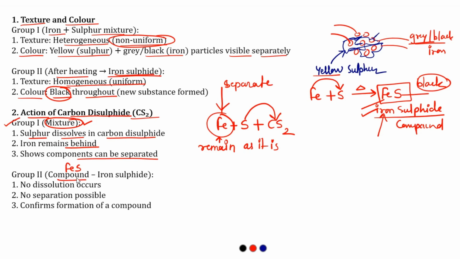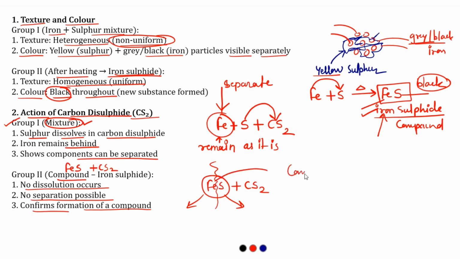In this, we are going to add carbon disulfide. So what happens now? No dissolution occurs. No separation is possible. Confirms formation of compound. So when we take iron sulfide and add carbon disulfide, no dissolution occurs. So this iron sulfide will remain as it is. We cannot divide this iron sulfide and separate iron and sulfur again. So it confirms that whatever we have got in group 2 by heating, it is a compound. So compounds cannot be separated, but in mixtures we can separate the components. This we have understood with the help of these two tests.